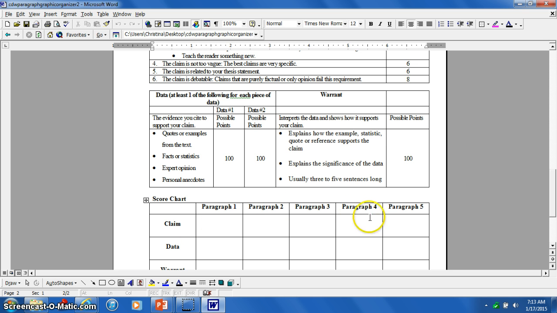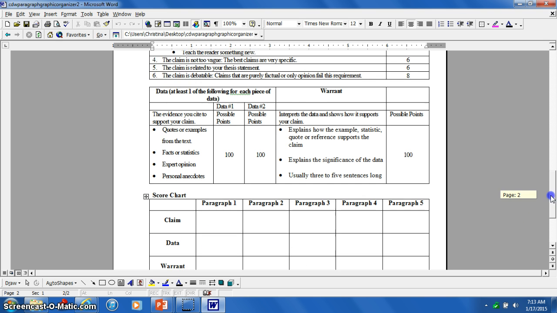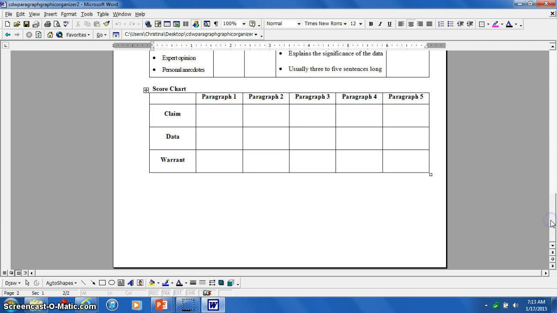Okay, we will not have 5 body paragraphs. I only want you to have the 3 paragraphs that include claim, data, and warrant. And then you will have an introduction and a conclusion paragraph. So there will be a total of 5 paragraphs, but only 3 of your paragraphs, your second, third, and fourth paragraph, will include the claim, data, and warrant.